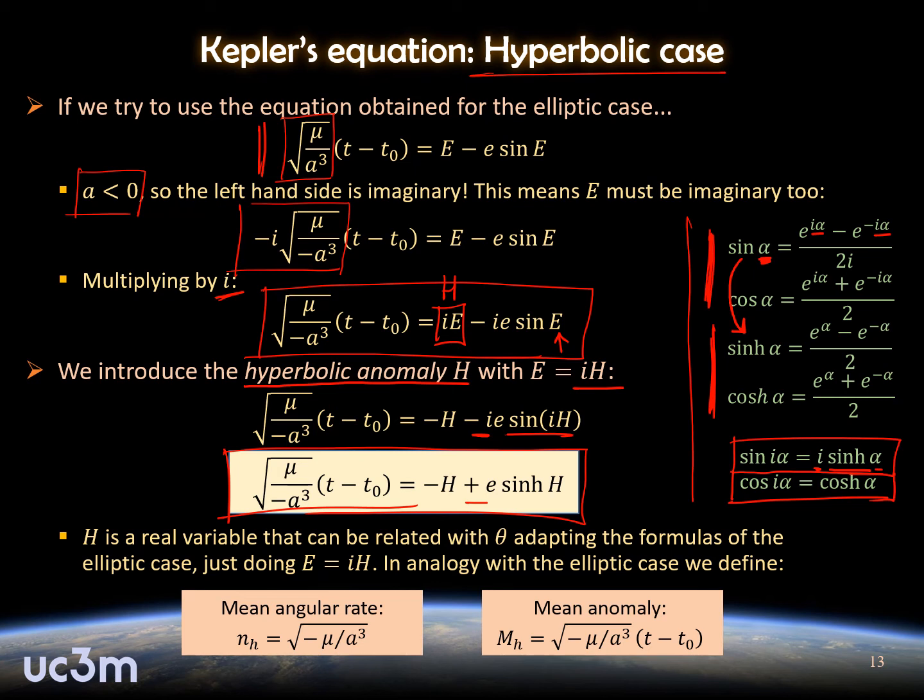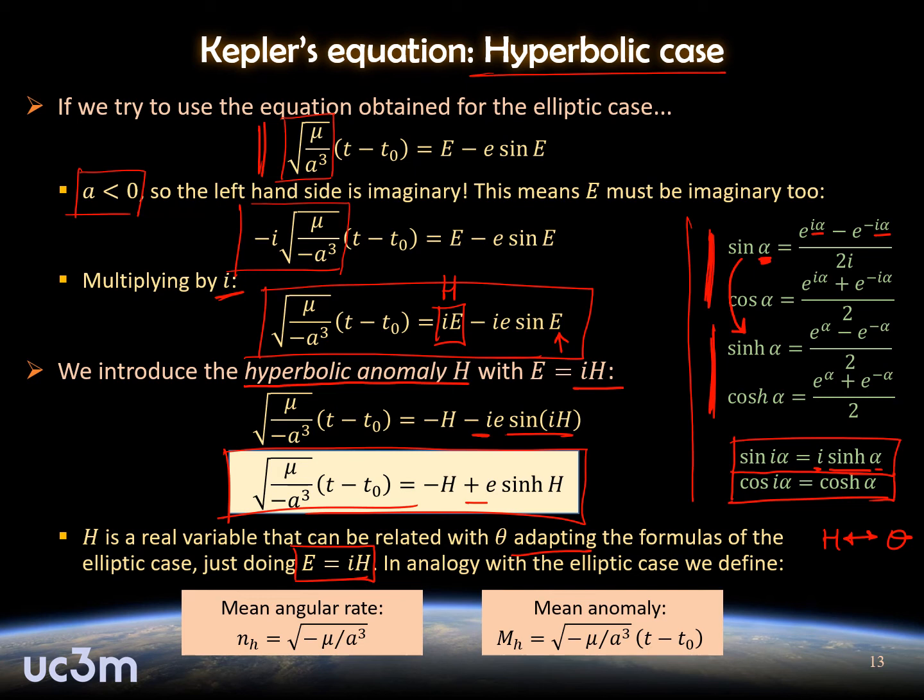You can think of this as a change of variable, the most natural change of variable that allows us to integrate the time law. And in fact, there are still formulas that allow you to relate H with theta. Those formulas are identical to the ones that we had to relate the eccentric anomaly with the true anomaly in the case of the ellipse. We just have to adapt them by doing E equals i times H. So if we do that, we recover the necessary formulas for the hyperbolic case.